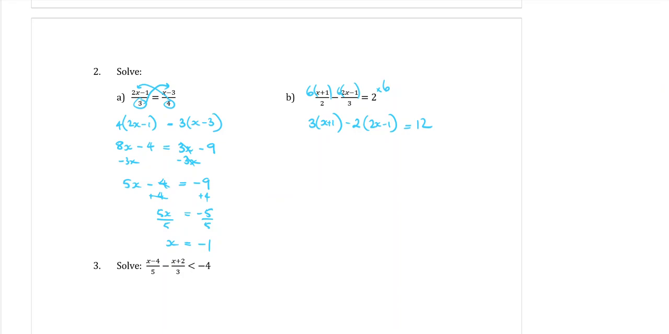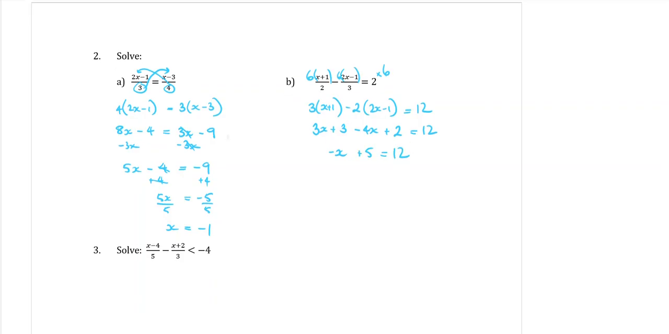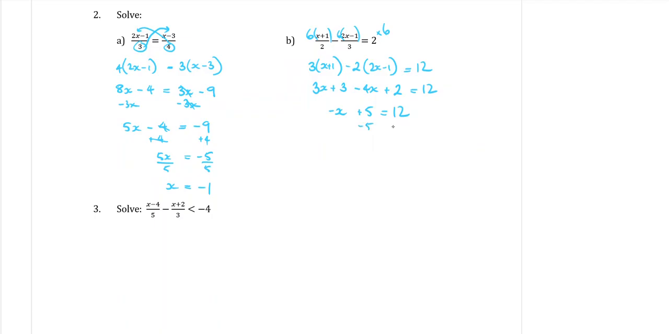Now we can expand and solve. So 3x plus 3 minus 4x plus 2 equals 12. 3 minus 4x is minus x. 3 plus 2 makes 5 equals 12. Then we're going to minus the 5. Minus x equals 7. And then dividing by negative 1, or moving the minus across, we just get x equals minus 7.